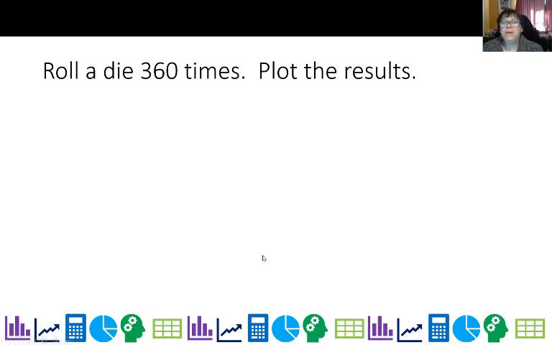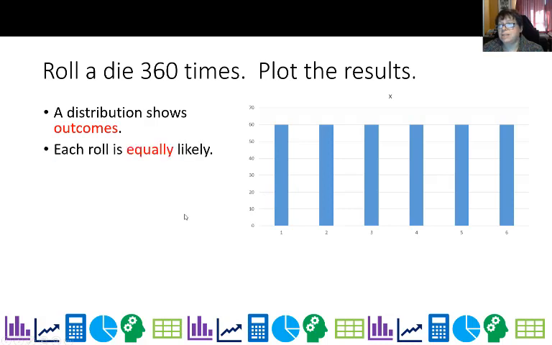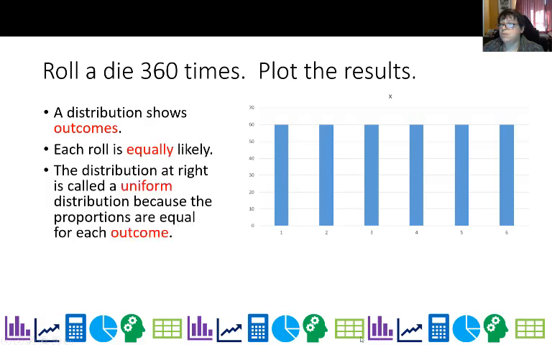Anyways, so let's say you roll a die 360 times and plot the results. What would you get? Well, you'd expect to get an equal amount of ones, twos, threes, fours, fives, and sixes. A distribution shows the outcomes and the rough frequencies that you would get them. In this case, each roll is equally likely, and the distribution at right is called a uniform distribution because all the proportions are equal for each outcome.